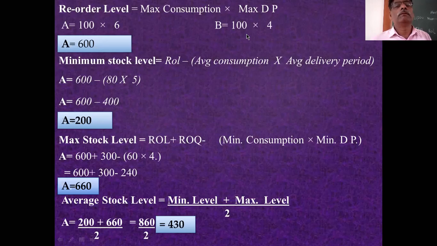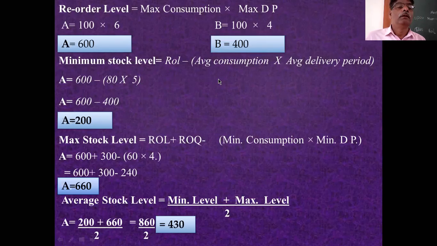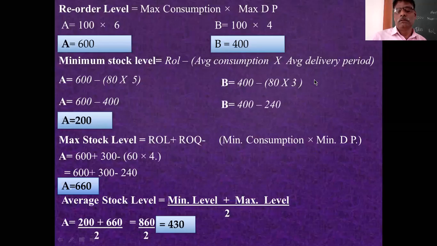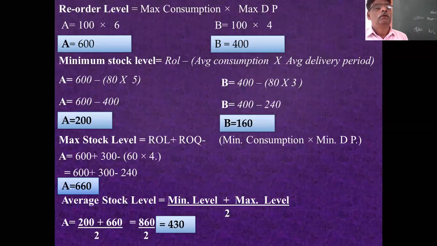For B, maximum consumption is 100, maximum delivery period for B is 4 weeks. Multiply this, B is equal to 400. ROL for B is 400 units. Then the minimum stock level for B is ROL 400 minus average consumption 80 into 3. 80 is the average consumption, 3 is the average delivery period. Then 400 minus 240 is equal to 160. This is the minimum stock level.